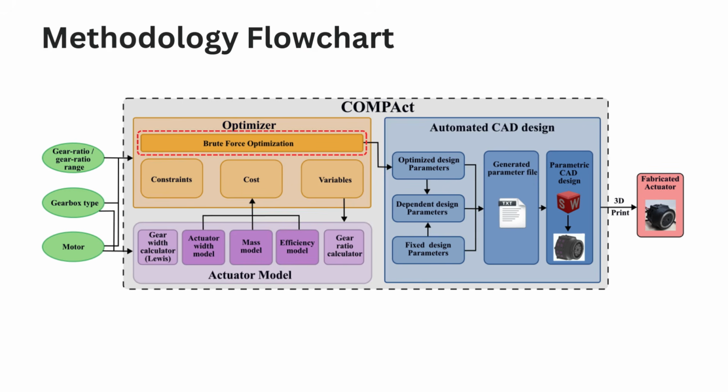The gearbox is optimized using a brute force optimization algorithm, which determines the optimal design parameters. These optimized parameters, together with the fixed design parameters, are used to compute the dependent design parameters, which are written to a parametric text file. This file automatically updates the parametric CAD model, resulting in an automatically generated optimized CAD design of the actuator. The generated CAD model can then be directly 3D printed to fabricate the actuator.